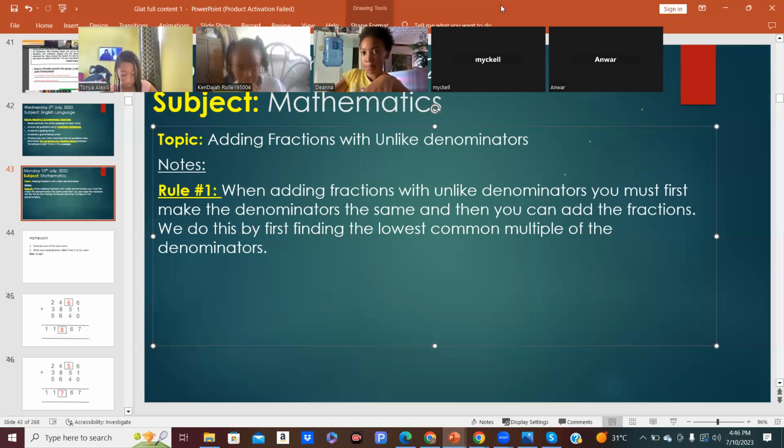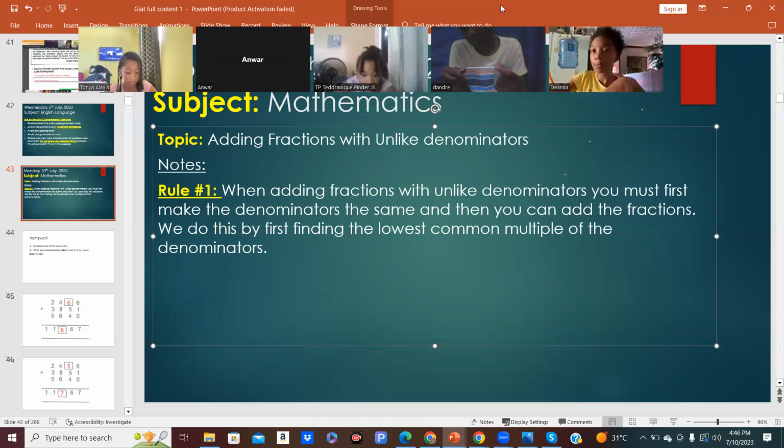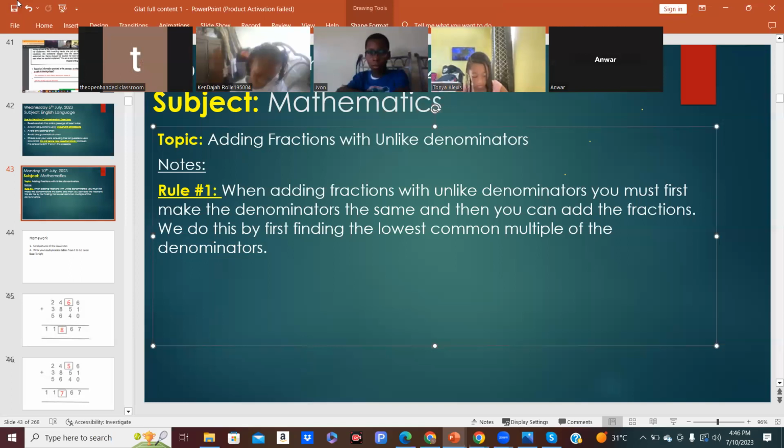And Candasia, can you read this, please? When adding fractions with unlike denominators, you must first make the denominators the same, and then you can add the fractions. We do this by first finding the lowest common multiple of the denominators. Very good. Excellent. So let's do an example. I hope that's everyone. Okay, good.